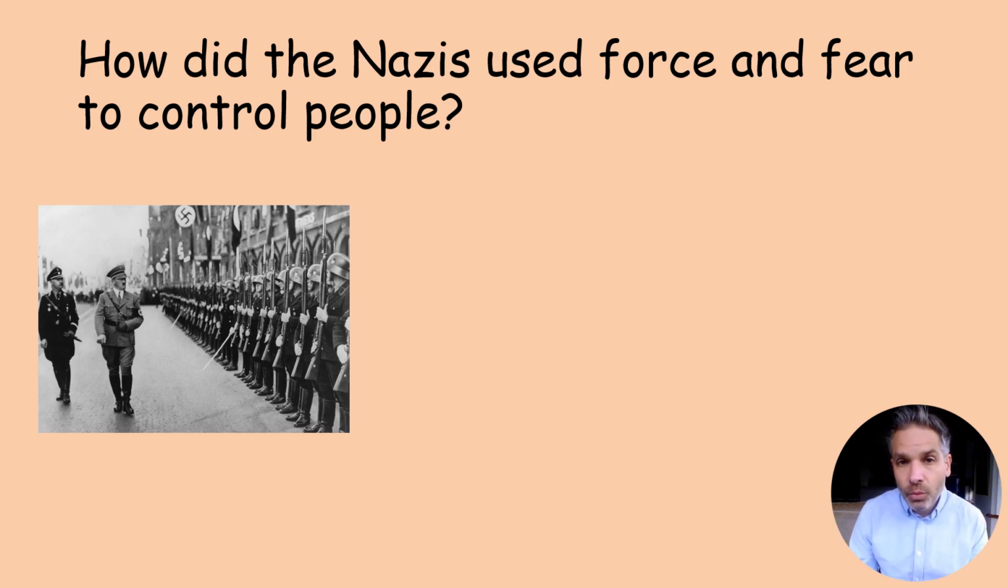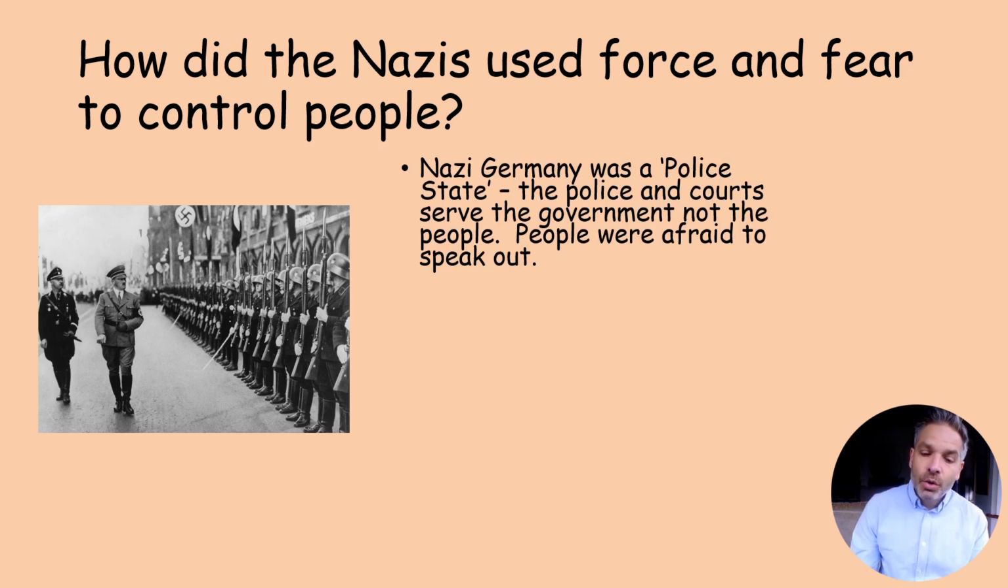Now, what do the Nazis do to control the population? Well, you've got to recognise that Nazi Germany was a police state, by which we mean that the police and the courts were there to serve the government, not to serve the people.